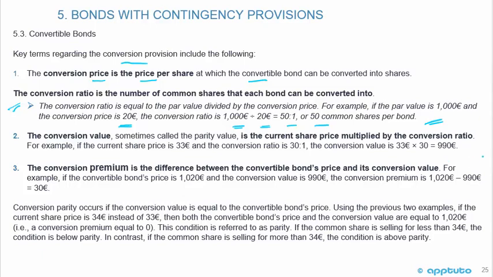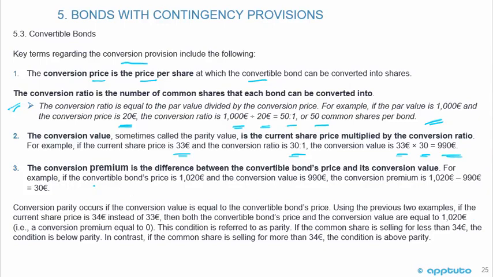Okay? So the conversion value, which is sometimes called the parity value, is the current share price multiplied by the conversion ratio. So for example, if the current share price is 33 euros and the conversion ratio is 30 to 1, then the conversion value is 33 euros times 30 equals 990 euros.